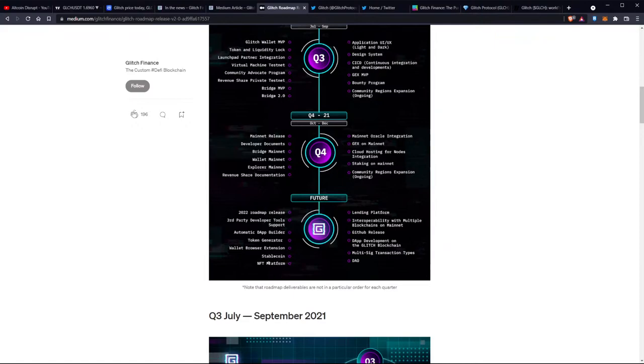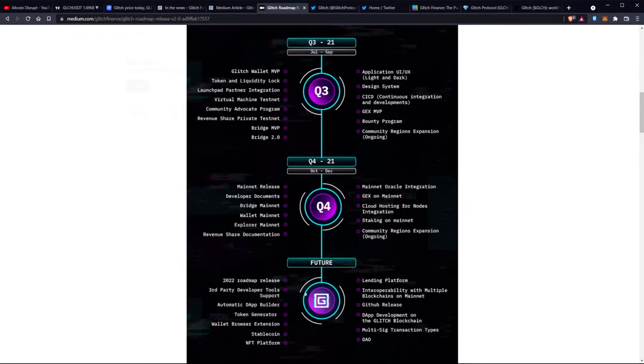Stablecoin, NFT platform, that's huge. I can't describe how huge an NFT platform will be for Glitch Finance. Stablecoins are also a big thing in this world, because some people like to make sure that their money is also decentralized and also stable. It's important. Wallet browser extension, token generator, automatic dApp builder. That's crazy. So an automatic dApp builder, a software that can build your dApps for you automatically. Interesting. These are all 2022 plans, by the way.